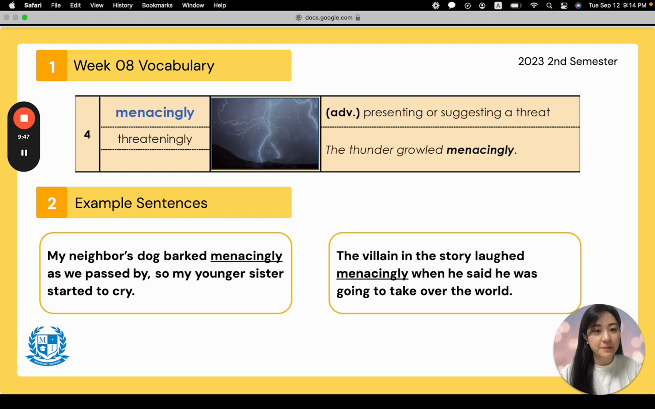So this dog is not barking just, no. Menacingly here in this sentence shows that they're very loud and scary. Menacingly. Sentence 2 says, the villain in the story laughed menacingly when he said he was going to take over the world. So it could be like, ha ha ha, I'm going to take over the world. Menacingly, showing that something bad is going to happen. Menacingly.